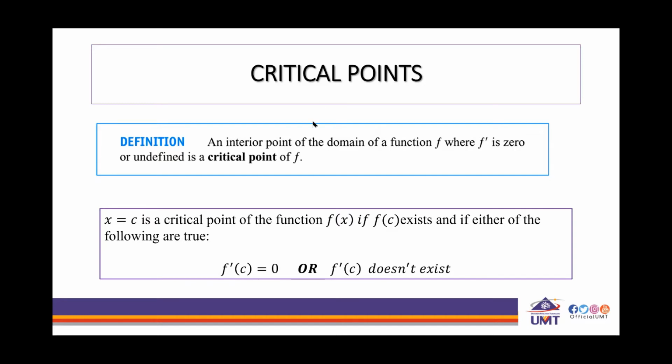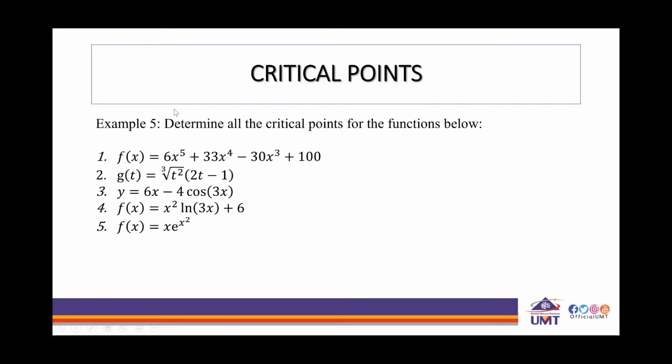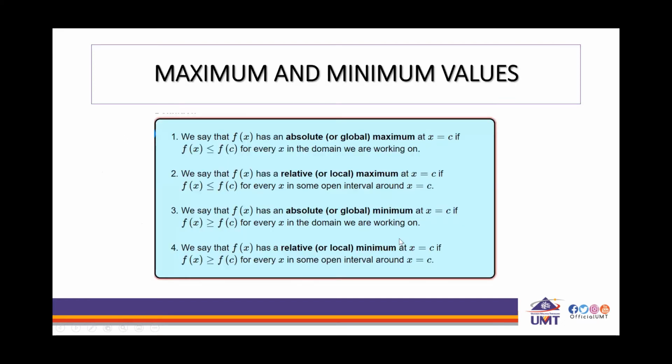Okay. x equals c is a critical point of the function f(x) if f(c) exists and if either of the following are true. Okay. So kita pun dah complete this question, right? Yang saya panggil students to answer this question, right? So now we are going to have a look at the maximum and minimum values, right?